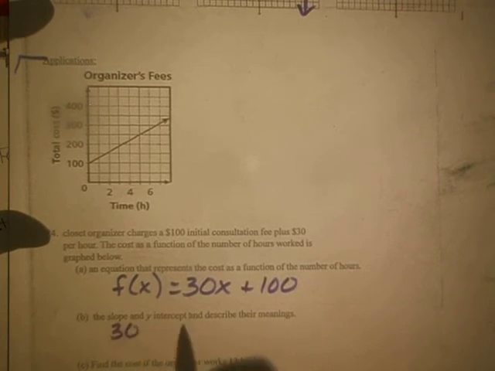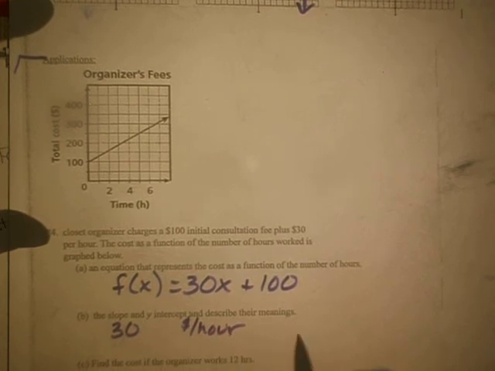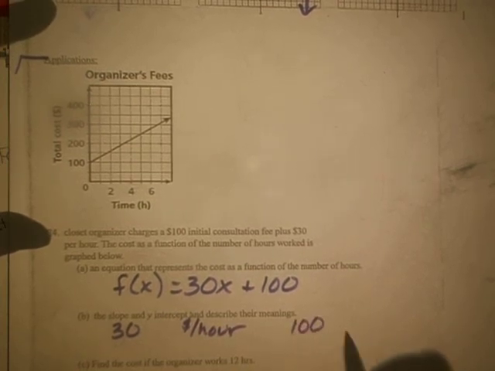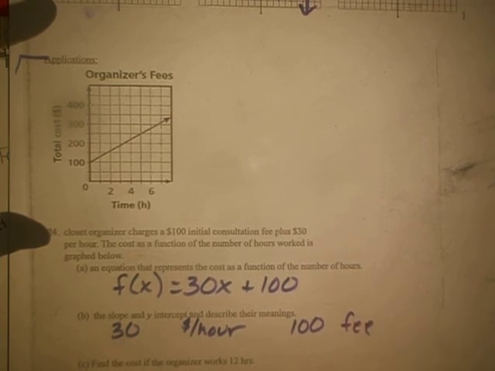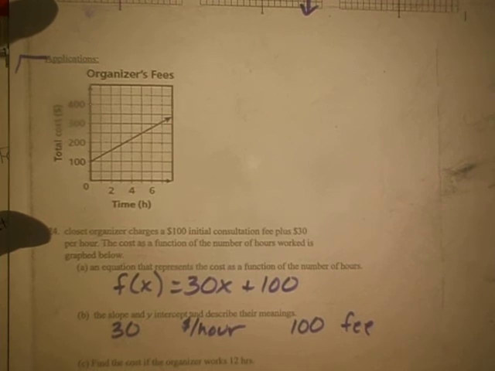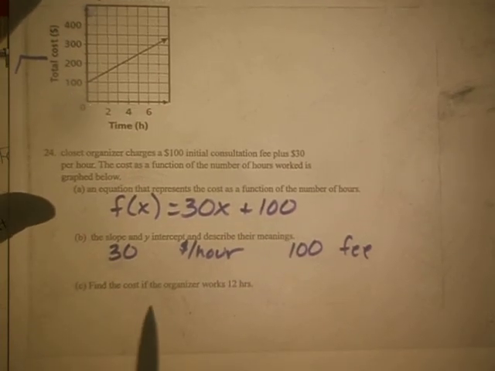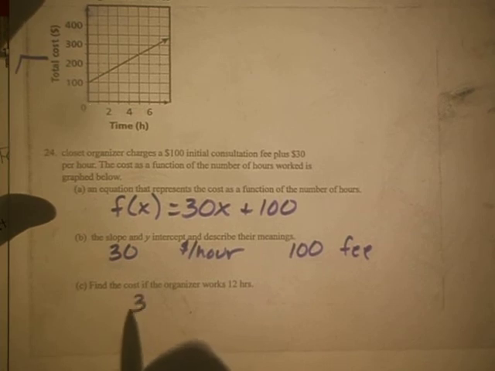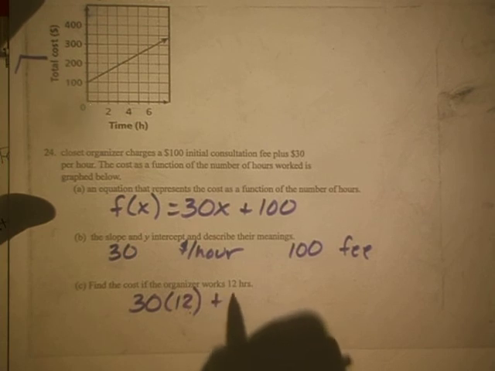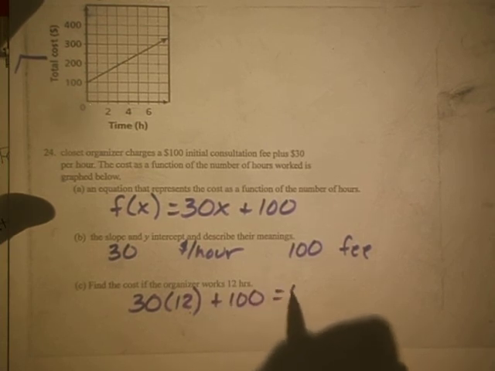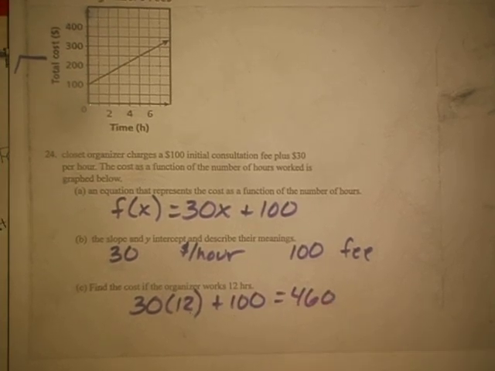The slope is 30, and that stands for your dollars per hour. And your y-intercept is 100, and that is that initial fee. It's $100 just to have them show up at your house. And the last question, find the cost if the organizer worked 12 hours. You would do 30 times 12, which is 360, plus 100, and your final answer on that one would be 460.